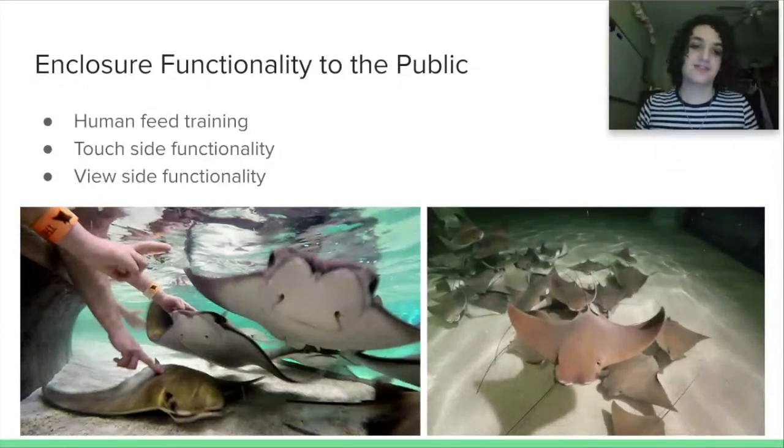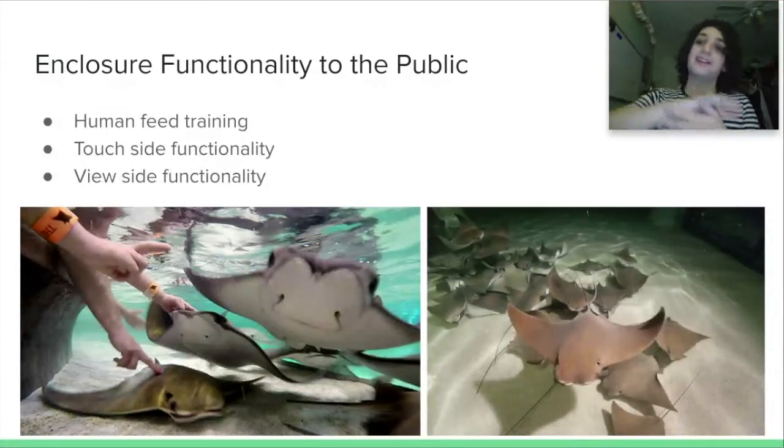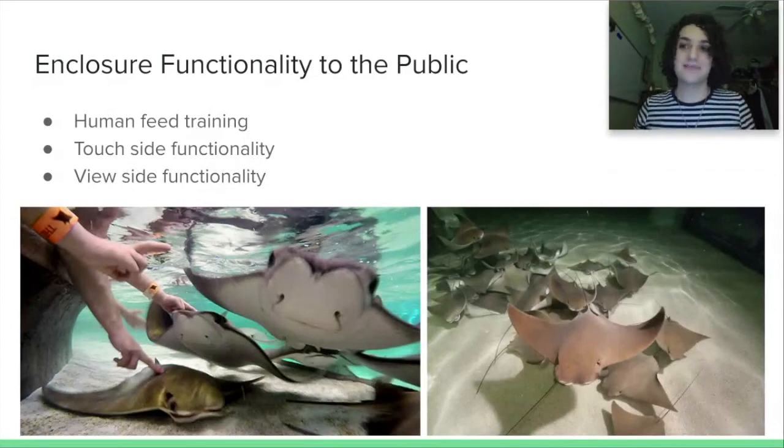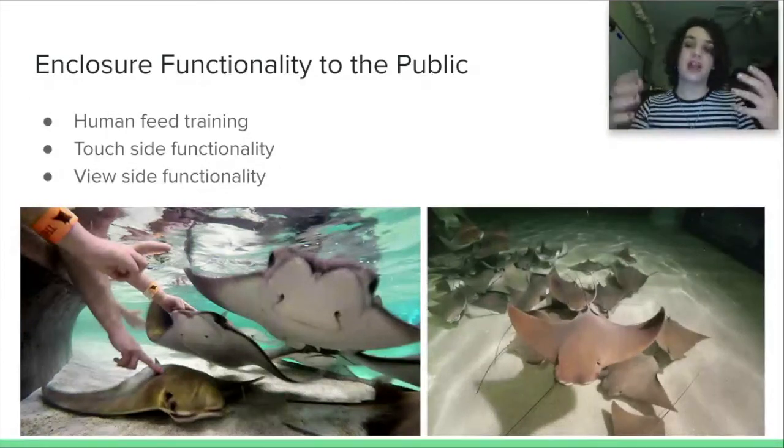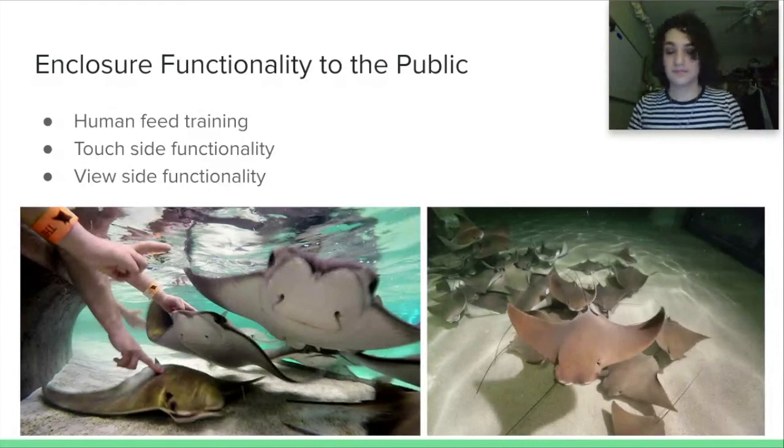Another thing would be trying to just tell them not to harass the rays. If they are clearly away from human contact, don't try and reach them. Don't yell, don't scream. We want to try and reduce any sort of problems that the rays could experience.